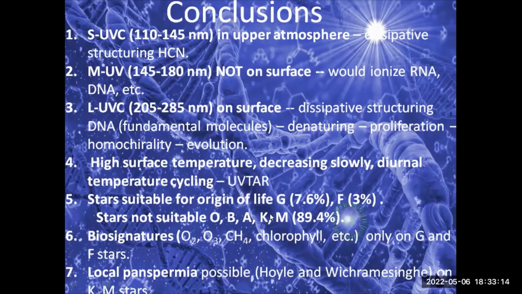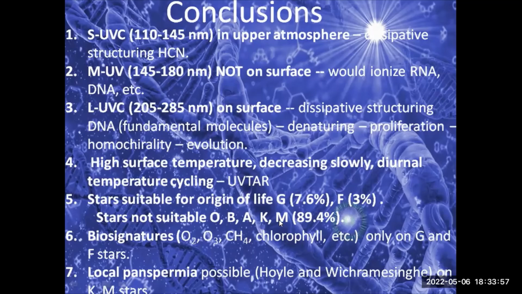And neither would be the K and M-type stars, because they are these red stars which have the problem of tidal locking and no UVC light. And it turns out that these stars, in which we wouldn't expect life like our own, make up the majority of stars in our galaxy, about 90%. So only 10% of the stars in our galaxy could have life like our own. The biosignatures that we could look for would be oxygen, ozone, methane, chlorophyll, and other pigments, but only on G and F-type stars.